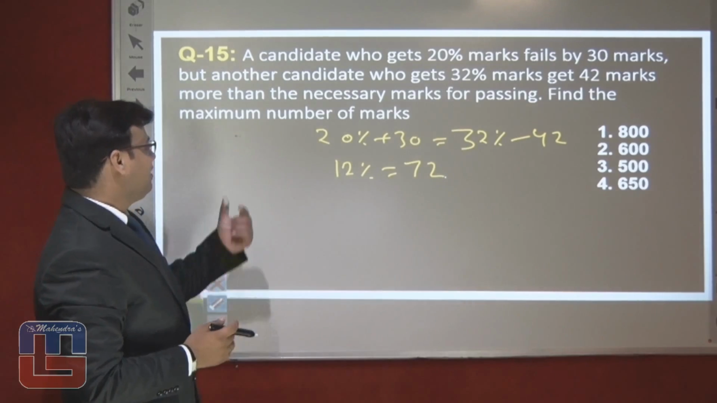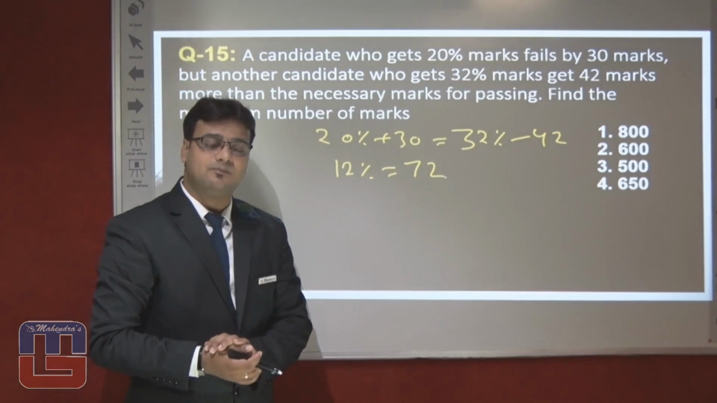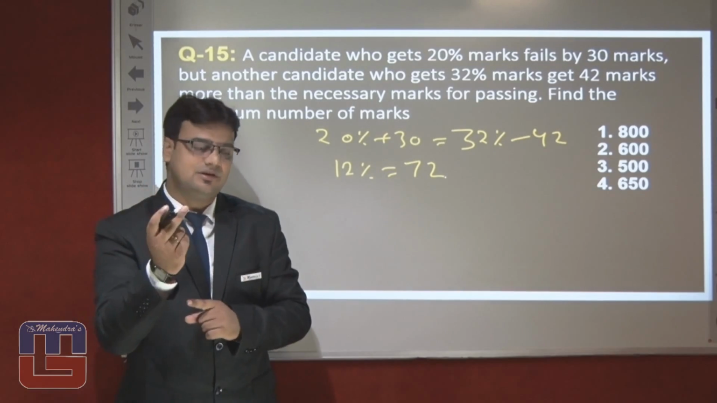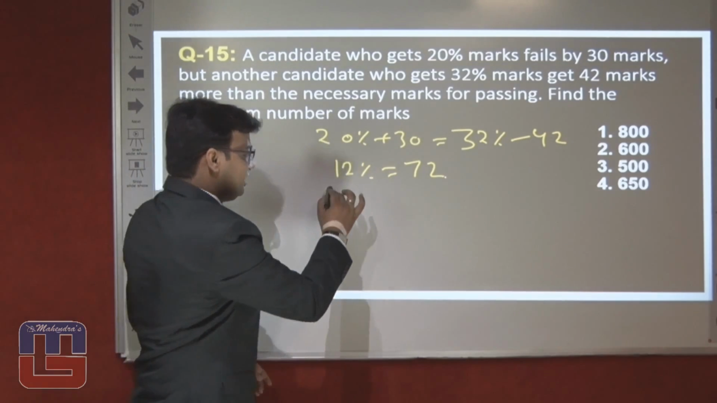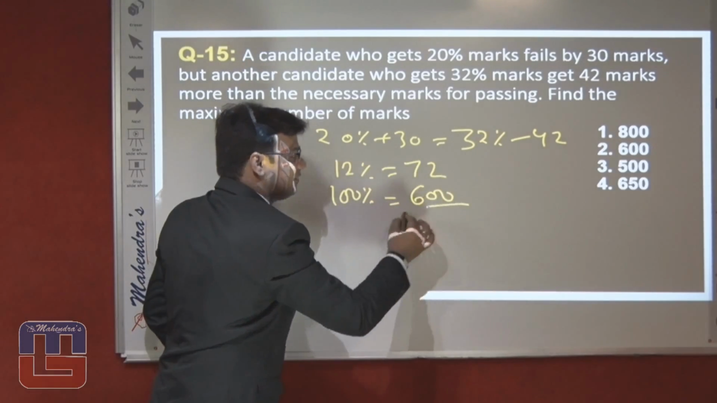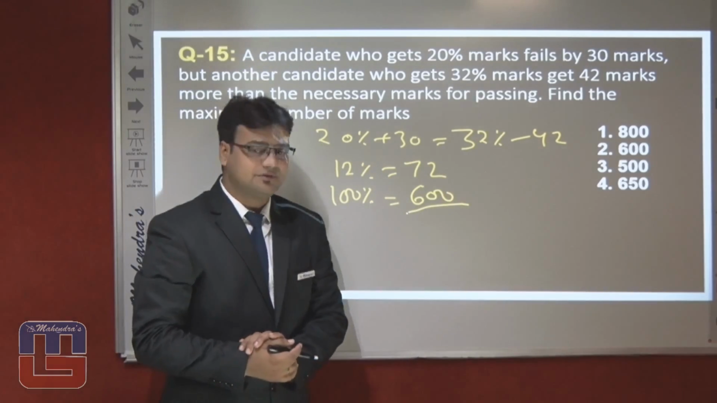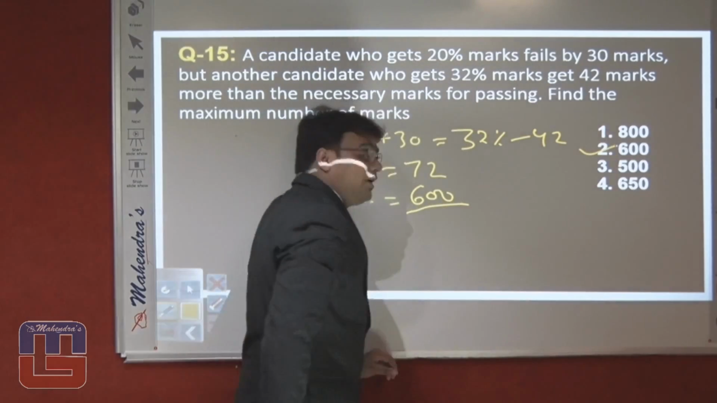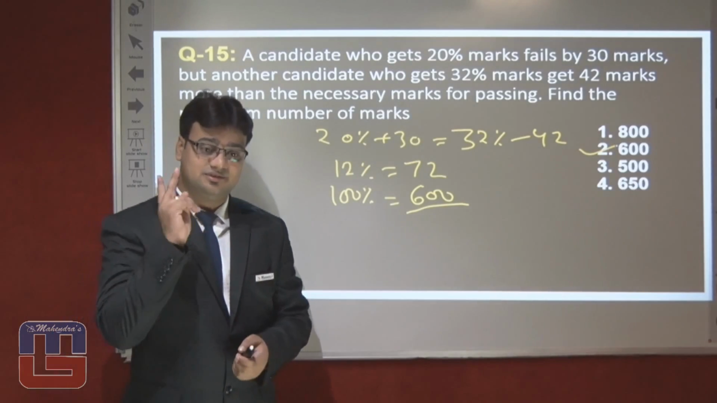Here what we require is to find the maximum number of marks, that is the total marks, which means we need to find 100%. 12% is 72, that means 100% is what? 12 sixes are 72, so that is 600. Check in which option 600 is available. It is clear, it is available in the second option, so our correct answer is 2.